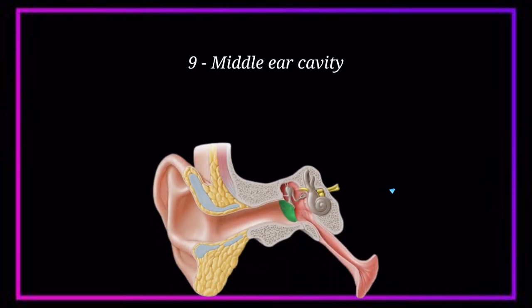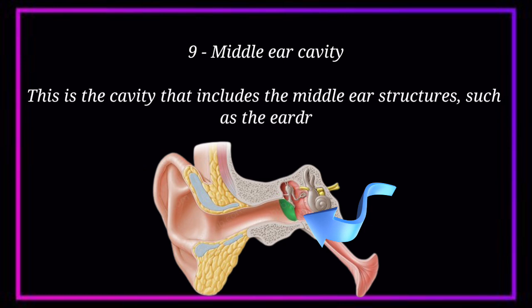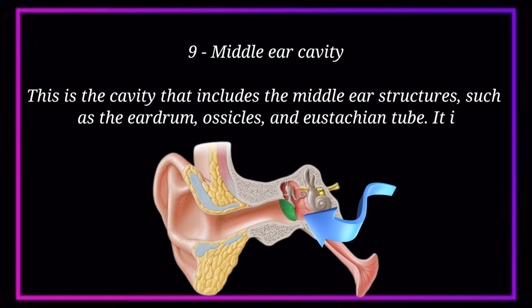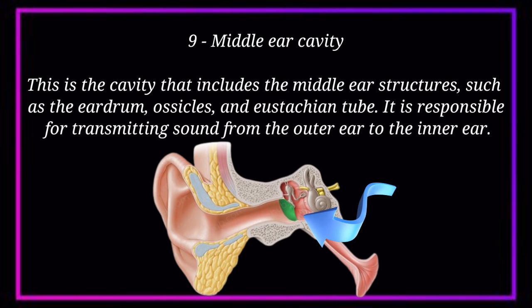Number 9. Middle ear cavity. This is the cavity that includes the middle ear structures, such as the eardrum, ossicles, and eustachian tube. It is responsible for transmitting sound from the outer ear to the inner ear.